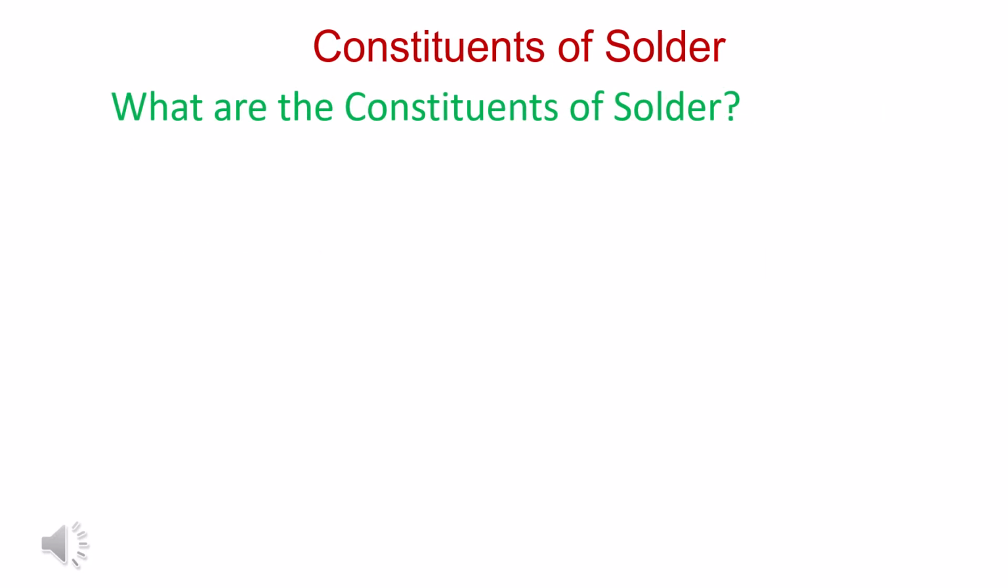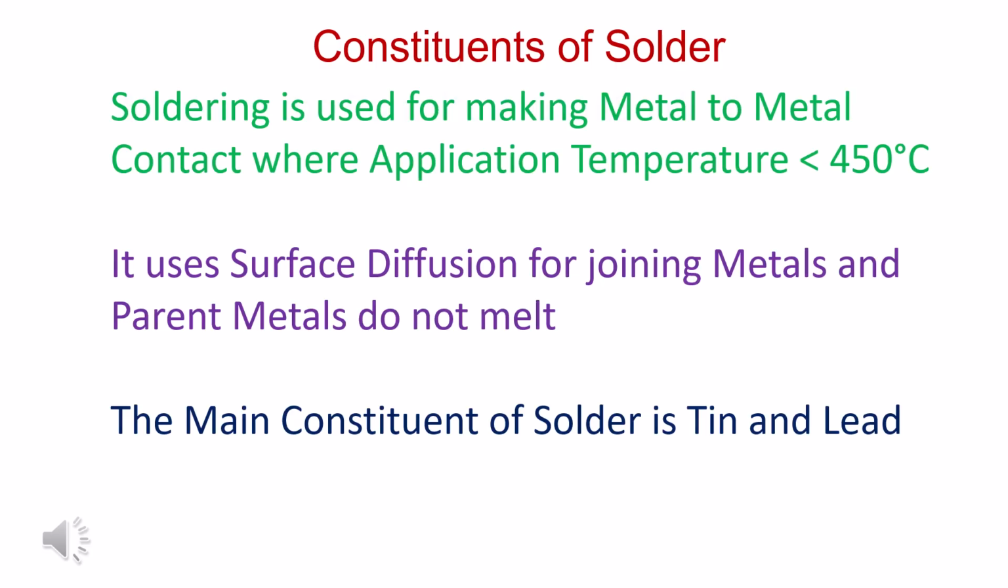What are the constituents of solder? Soldering is used for making metal-to-metal contact where application temperature is less than 450 degrees centigrade. It uses surface diffusion for joining metals and parent metals do not melt. The main constituents of solder are tin and lead.